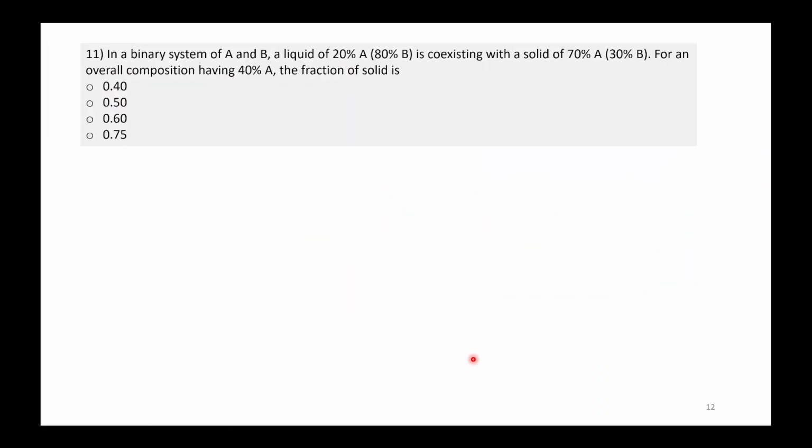Now the 11th question is, in a binary system of A and B, a liquid of 20% A is coexisting with a liquid of 70% A. So for an overall composition having 40% A, your composition of alloy is 40% A. So the fraction of solid is... You have to find out what is the percent of solid. Your options are 0.40, 0.50, 0.60 and 0.75. So the answer will be 0.40.